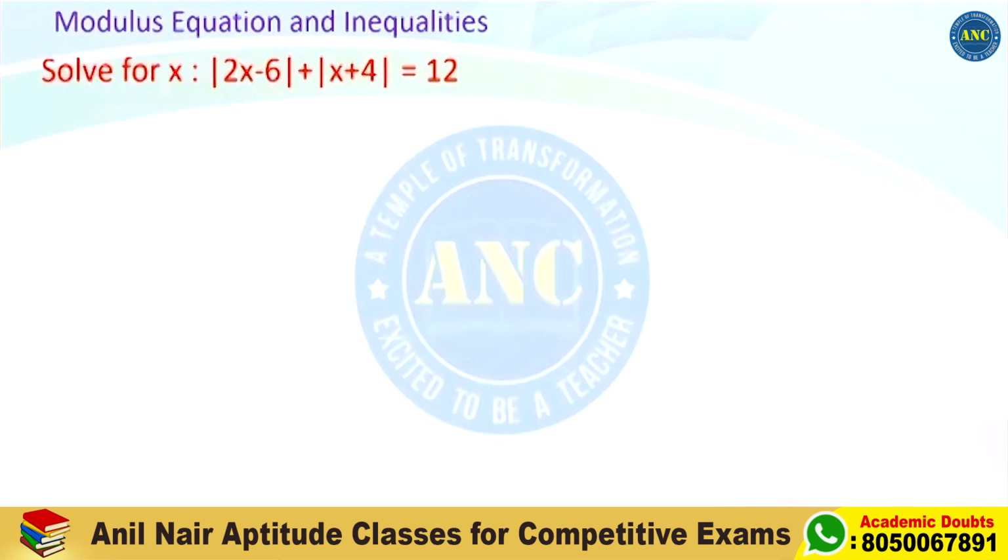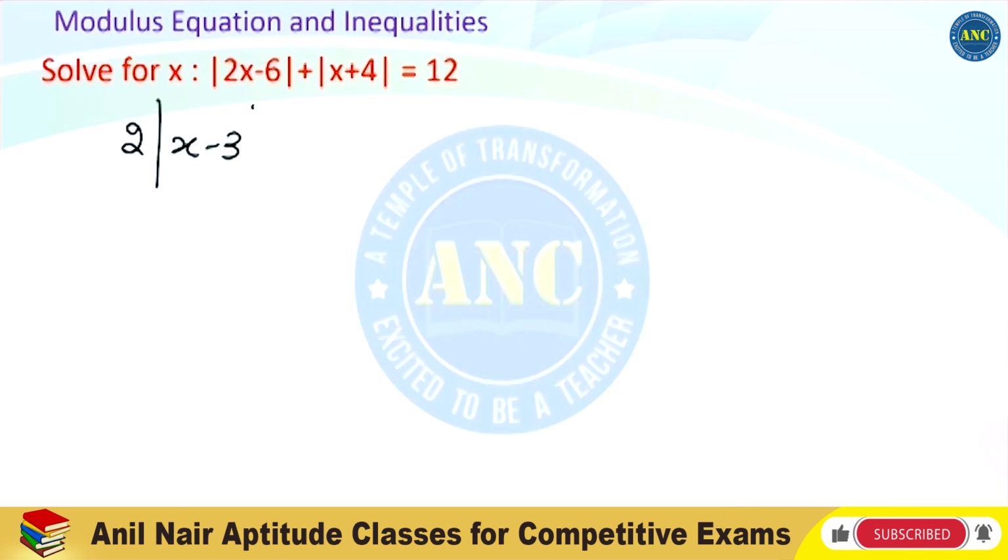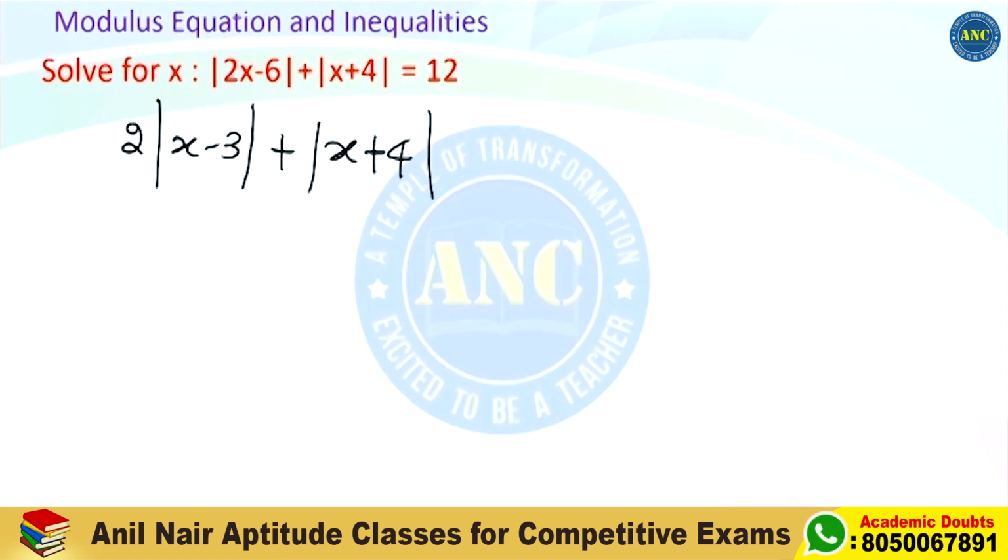Now, next one, solve for x. Till now we found out the minimum value and the number of solutions x can take depending upon the right hand side. Now the right hand side is given: 2 into mod of x minus 3 plus mod of x plus 4. The critical points are minus 4 and 3.